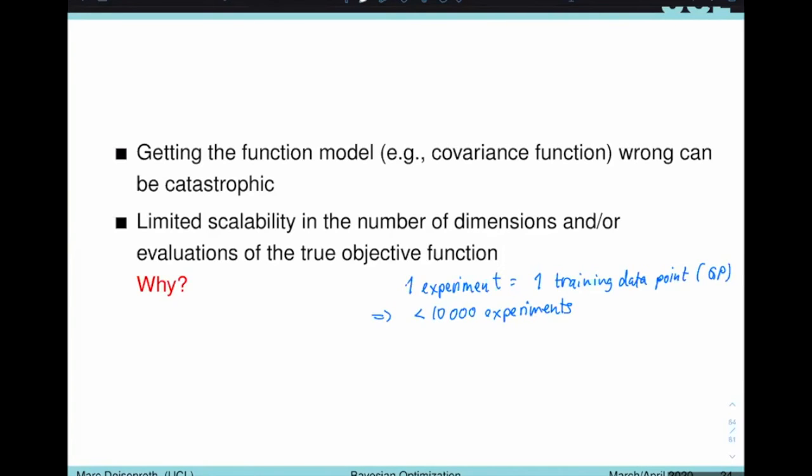But my claim is that 10,000 is far too much anyways for Bayesian optimization. I would say we also have to be actually below 1,000 experiments. And the reason for this is, does anyone have an idea of why that could be the case?